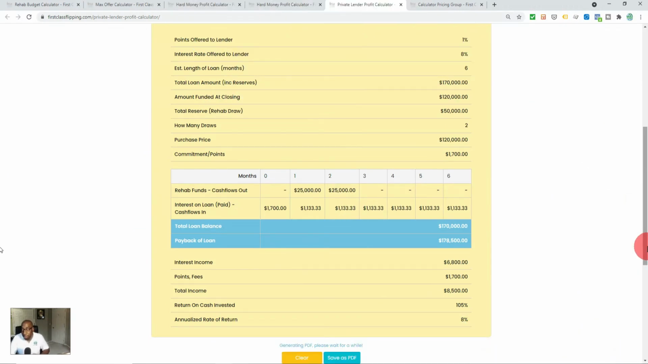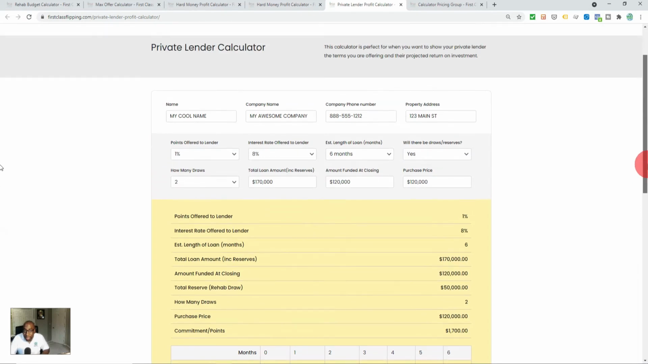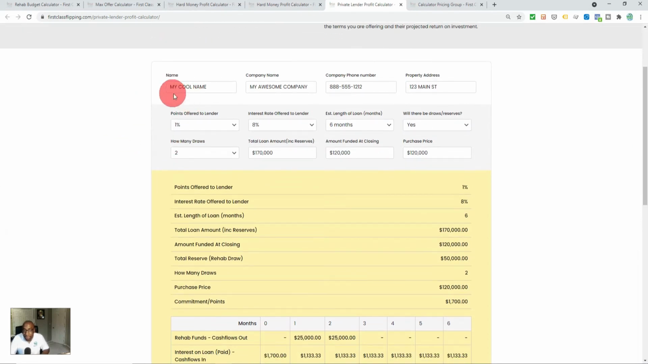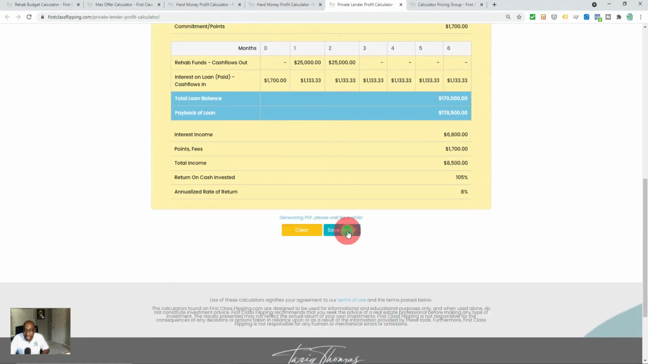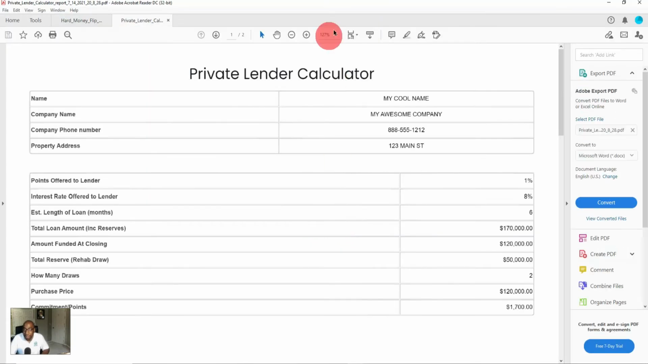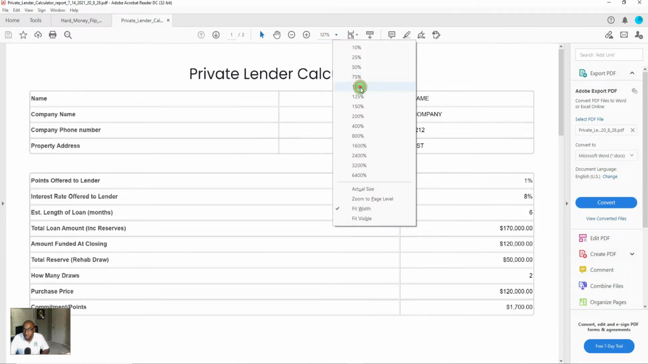And if you wanted to present this to your private money lender, basically you do the same thing. You come up here, put your name in. See, I got my cool name, your company name, my awesome company, my phone number, property address, 123 Main Street. You come down here, hit save as PDF. Wait for it to populate. Shrink it down to normal size.